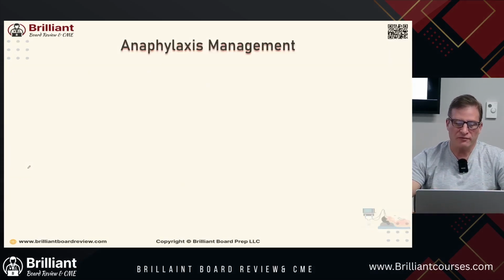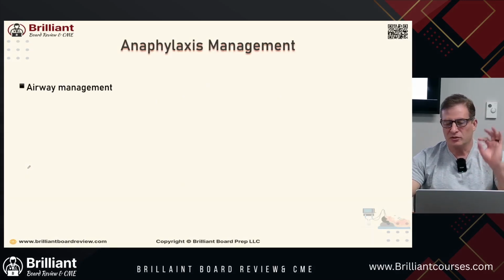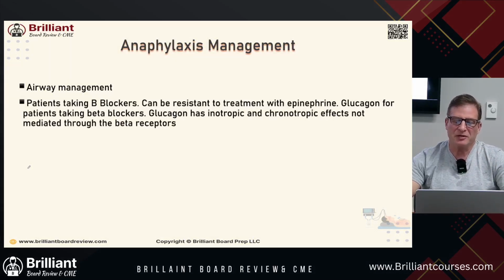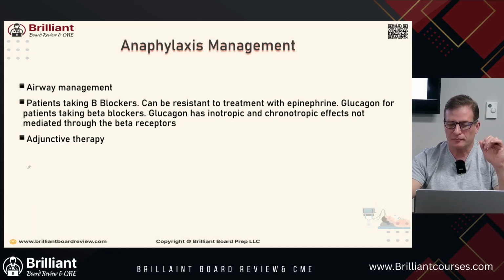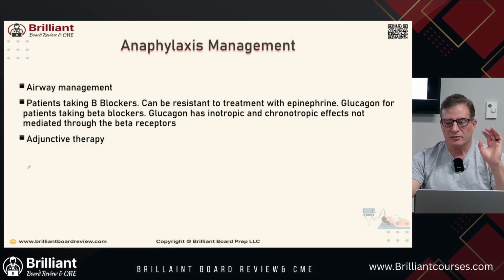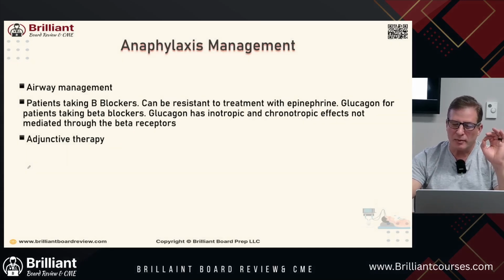All right, let's go with anaphylaxis management. Airway management, number one, remember, greatest lungs in the world. If this tube is closed, things are not going well for you. Patients taking beta blockers can be resistant to epinephrine treatment. Glucagon for patients taking beta blockers. Glucagon has inotropic and chronotropic effects not mediated through the beta receptors. Adjunctive therapy, we're going to talk about the adjuncts, and then we're going to go back to the epinephrine.